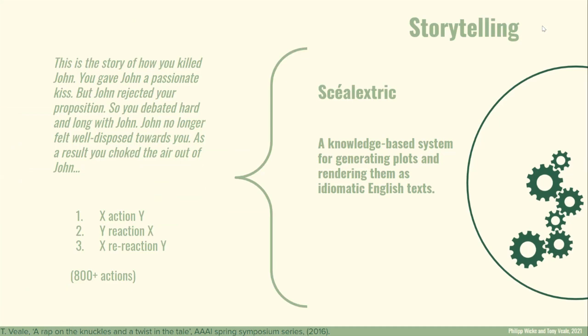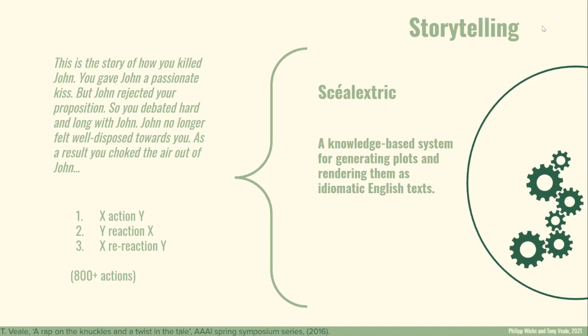So I have here an example of one of these stories. This is the story of how you killed John. You gave John a passionate kiss, but John rejected your proposition. So you debated hard and long with John. John no longer felt well disposed towards you. As a result, you choked the air out of John. So you can see that the structure of these stories follows a very simplistic pattern.